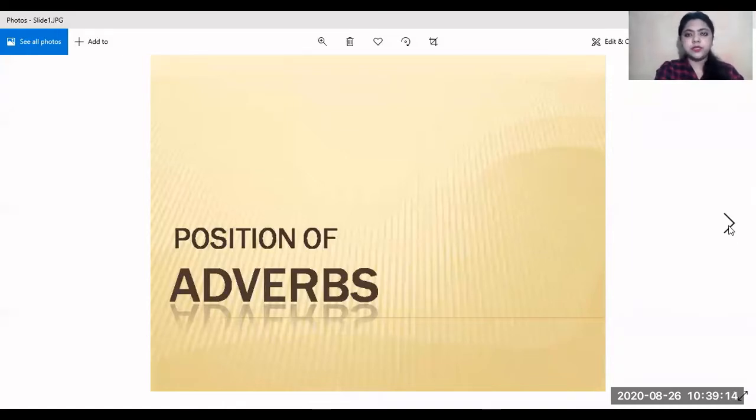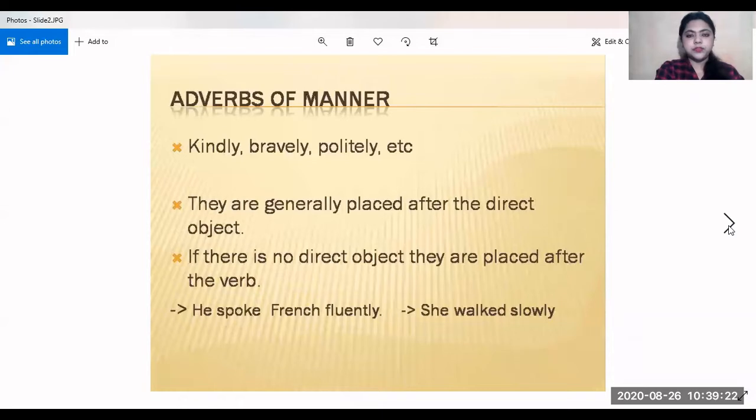Position of adverb means where should we actually place the adverb? What kind of adverb should come at what place in a given sentence? So, starting with adverbs of manner. See, adverbs of manner, I have mentioned a few examples over here so that you can recall what an adverb of manner is.